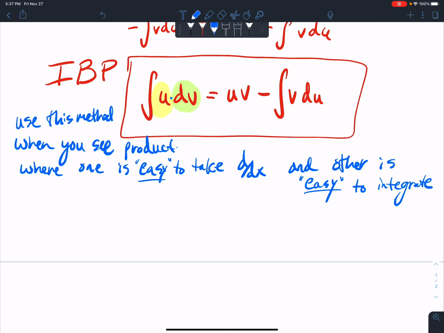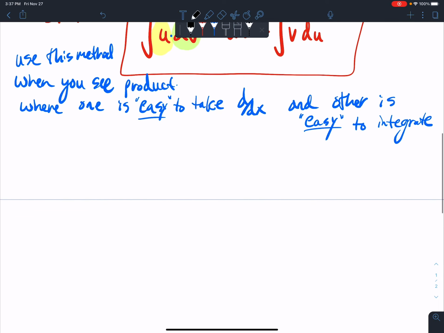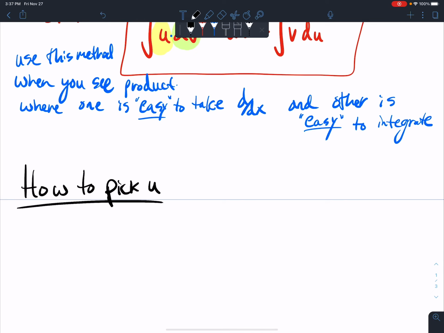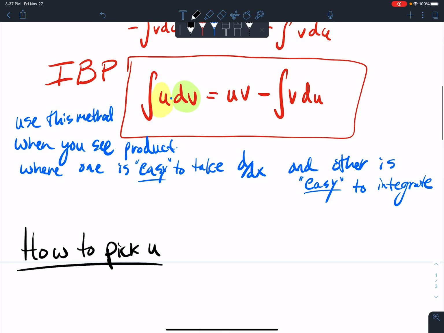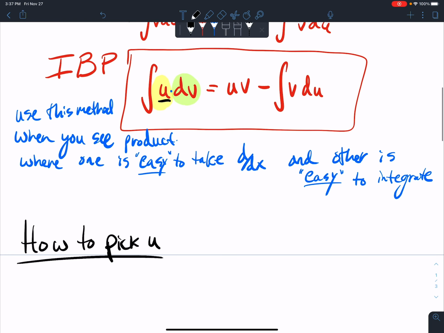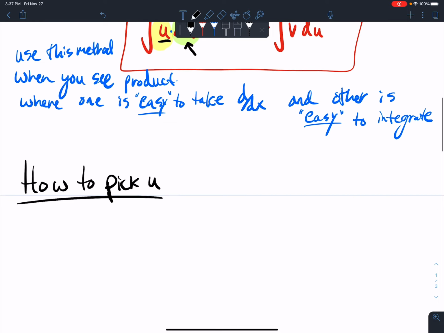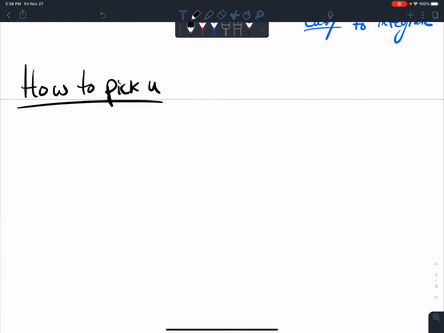So how do we pick? How do we pick our u's? How do we pick our dv's? That's the question, right? So how do we pick the u? And then we'll talk about how to pick the dv. So how do we pick u? So number one, multiple derivatives make it go away.